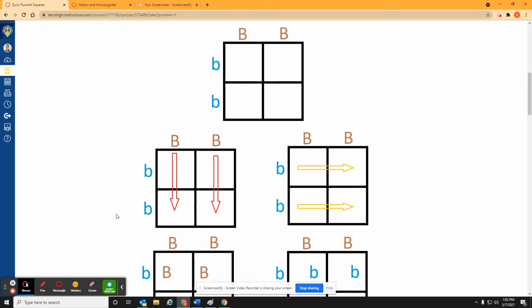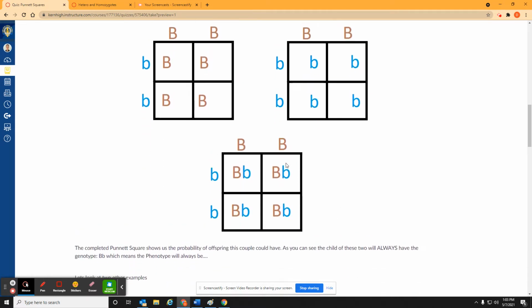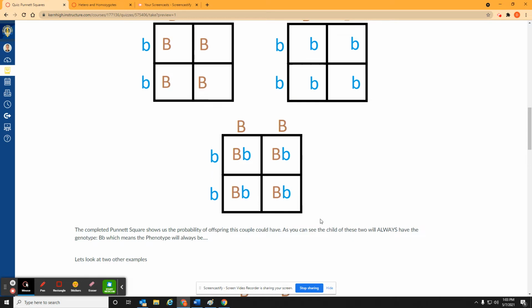You'll see a better example of this in action in the video, but hopefully these images help you too. So you can see I did that here. The B from the top filled in both of these. The B from the left filled in both of these. And when I put those two images together, we have a completed Punnett square.